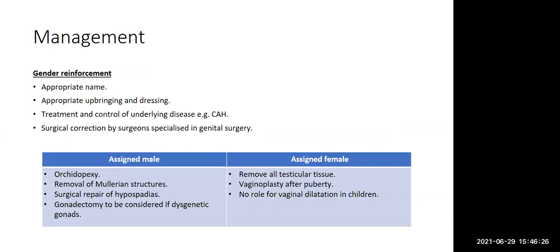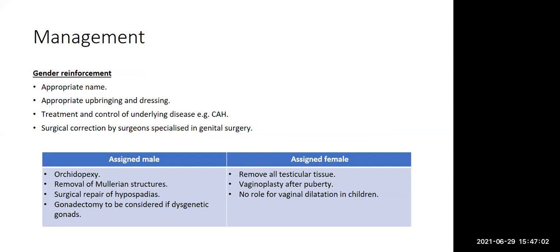Okay, next is gender reinforcement. So once we have allocated or assigned the gender to the child, we have to give an appropriate name accordingly to the child, appropriate upbringing and dressing, treatment of the underlying disease, CAH, and surgical correction if necessary by a surgeon specialized in genital surgery. So the table will show what we could do for the assignment as a female to make the patient appear as male as possible or as female as possible.